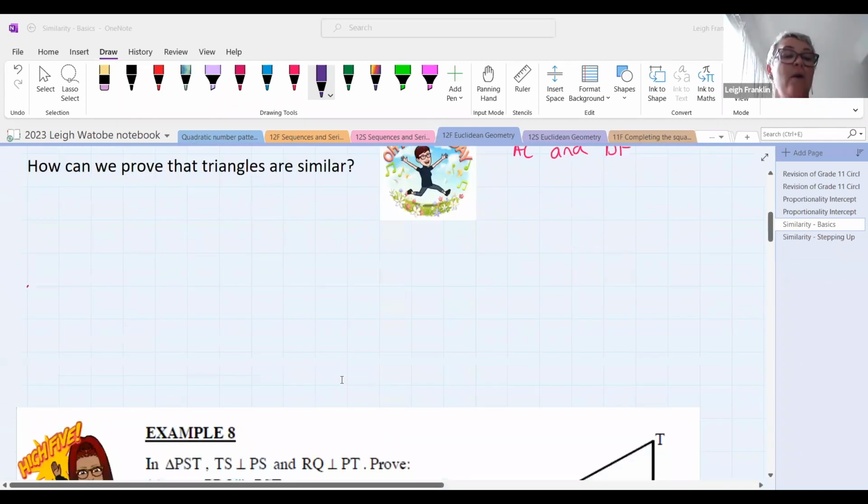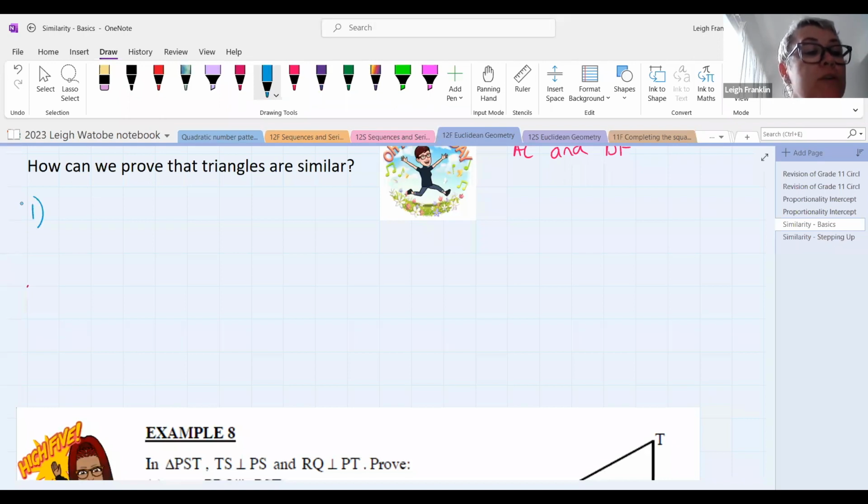Let's move on and talk now about how do we prove that triangles are similar. Okay, so a huge part of what we're going to be doing is proving that triangles are similar. Can anybody remember how we prove that triangles are similar? There are only two ways to prove similarity. There are two ways it can be done. Anybody remember what that is? There's no wrong answer, my people. Let's go. There we go.